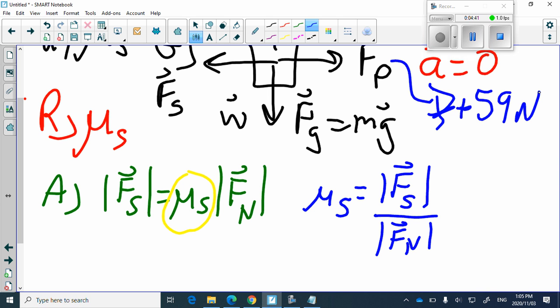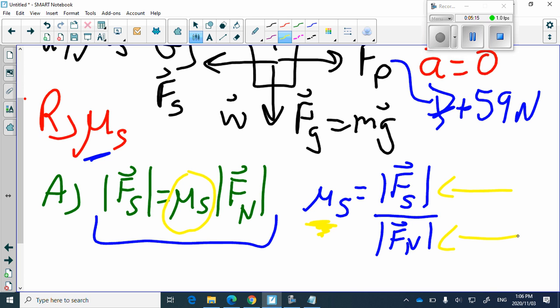All right. And then we realized that mu s is what we want to solve for, the coefficient of static friction. And then I said, this is the only equation that's got mu s in it. So I better write it down. If I'm going to solve for the coefficient of static friction, I better write down an equation that has that value in it. And I do that. So that means if I want to solve for the coefficient of static friction, I need to know what the force of static friction is, and I need to know what the normal force is.